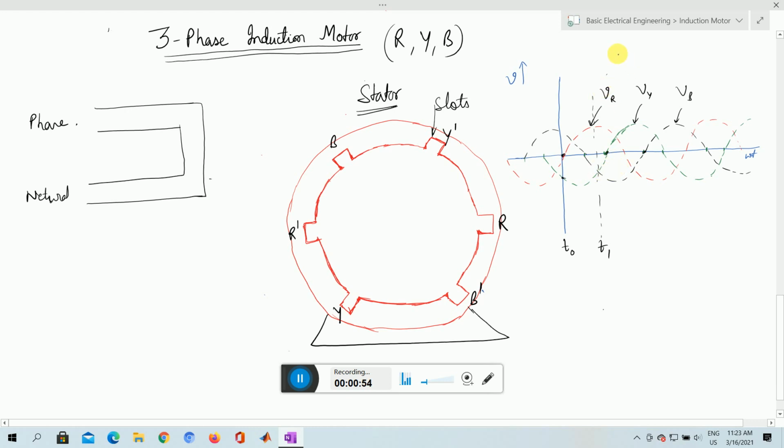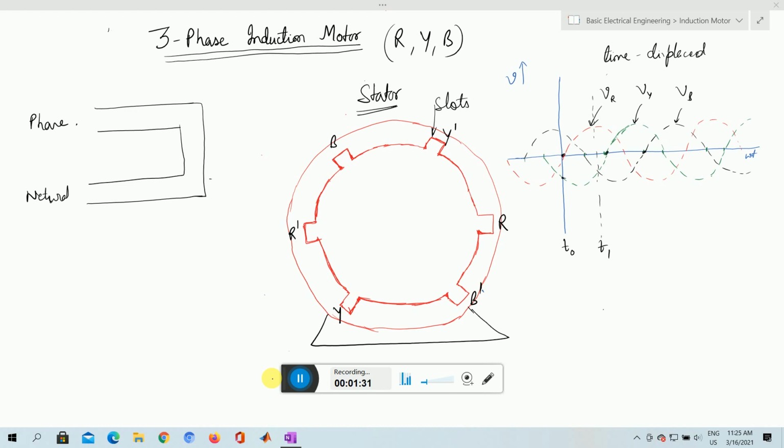And they are time displaced. Remember, they are time displaced from each other by an angle of 120 degrees. In time, if R phase is 0, at that time Y phase is negative and B phase is positive. That is why it is called time displaced from each other by an angle of 120 degrees.